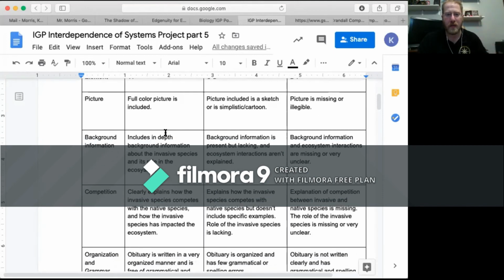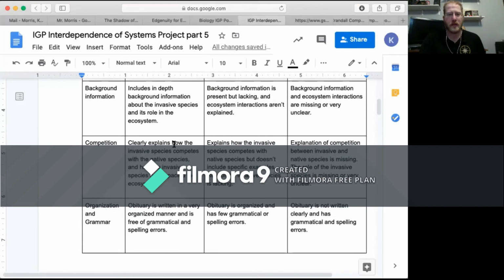In order to get an A, once again, include in-depth background information about the invasive species. This is option number 1. Competition clearly explains how the invasive species competes with the native species and how the invasive species has impacted the ecosystem. How has it impacted it? Give examples. Be specific. That's the key. And then obviously, the obituary is written in a very organized manner and is free of grammatical and spelling errors. You have a spell check. There should be no reason why words are misspelled.